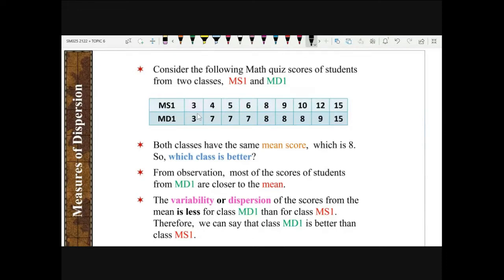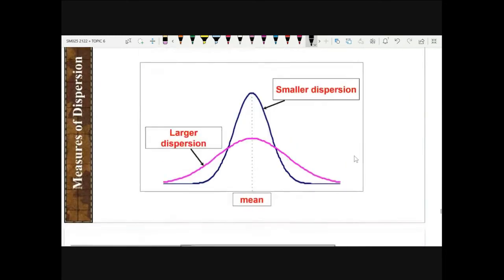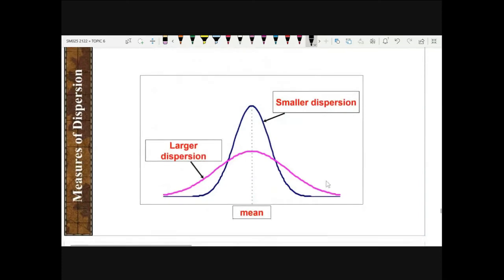Macam tu cerita dia. So first orang akan check dulu average. Kalau average sama, next kita akan check dia punya standard deviation. Okay. So ini situation dia lah kalau kita lukis the distribution. So imagine yang dia mean. Okay. If larger dispersion, then dia punya tu rendah kat situ. Sebab data dia jauh tau.